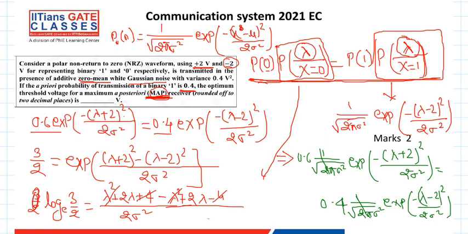Now the variance is given as 0.4, so you have to replace sigma square with 0.4 and just calculate. Now we have only one variable left, which is lambda. If you calculate it, you'll get lambda equal to 0.04. So that will be the answer.